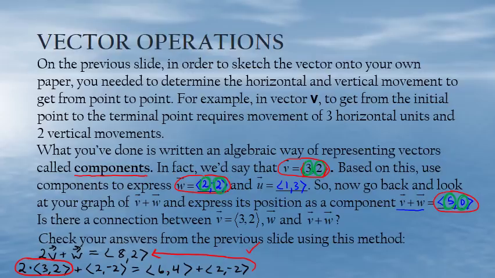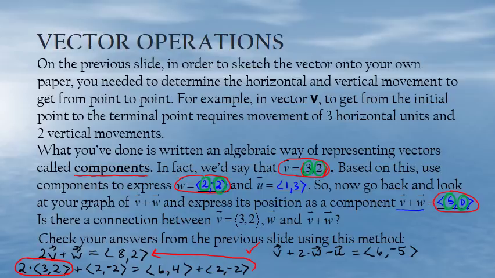So that checks. And then let's do the third one. The third one was vector v plus 2 times vector w minus vector u. So again, I'm not looking at the individual vectors. I want you to go back to the previous slide and look at where you started and look at where you ended and count horizontal movement and vertical movement. Where do you end up on the graph? And what I got when I did that was horizontal movement of 6 and vertical movement of down 5.